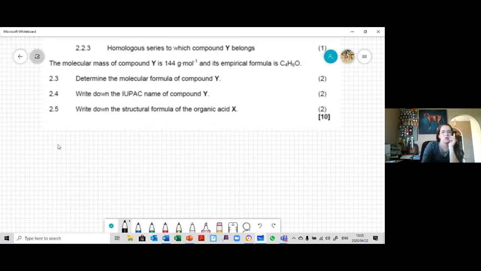So for 2.1, sure, that's very skinny. Hang on.